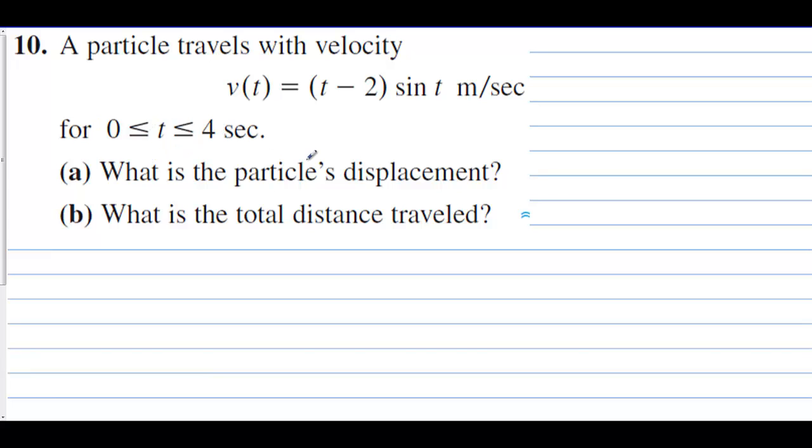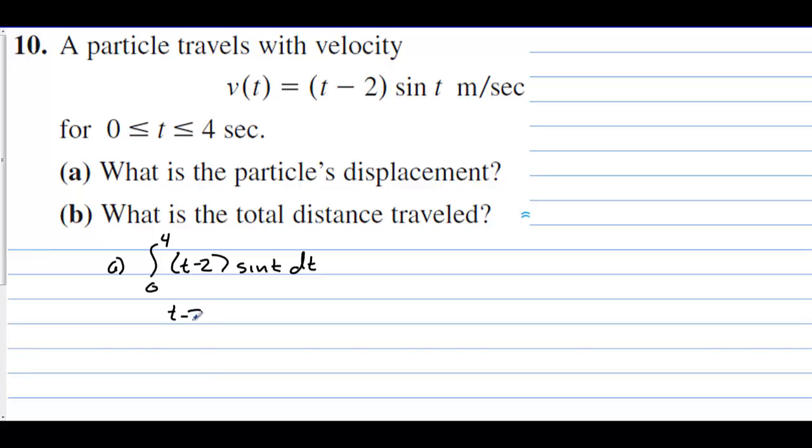A particle travels with the velocity v of t equals t minus 2 sine of t for 0 to 4 seconds. What is the particle's displacement? We're going to find the particle's displacement from 0 to 4 of t minus 2 sine of t dt. We can do this integral with tabular method.